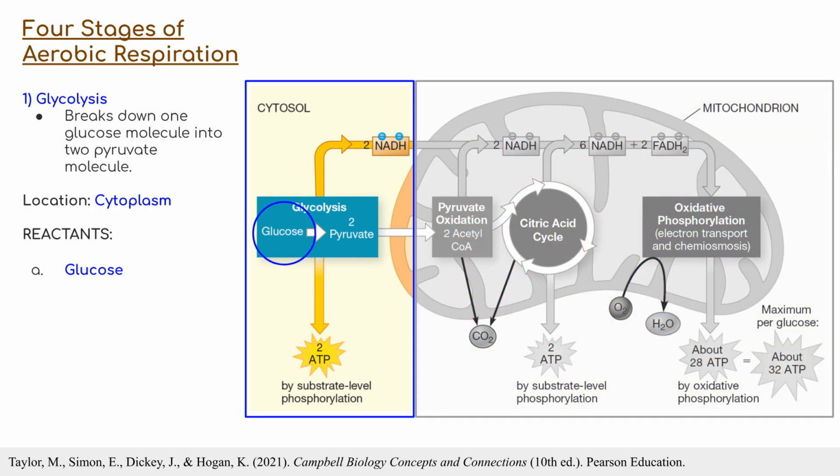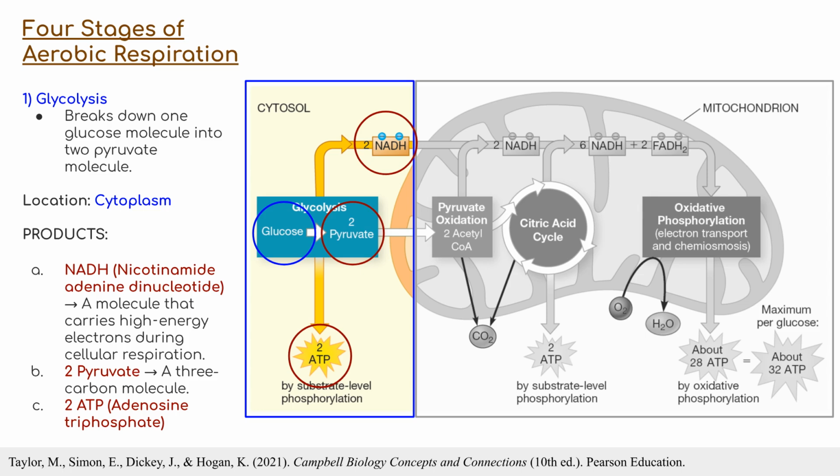Let us investigate further the four stages of aerobic respiration. Glycolysis takes place in the cytoplasm of the cell. During this stage, one glucose molecule is broken down into two molecules of pyruvate. This process releases a small amount of energy. The products are 2 pyruvate, 2 ATP, and 2 NADH, or nicotinamide adenine dinucleotide. Glycolysis does not require oxygen, but it prepares molecules for the oxygen-dependent stages that follow.